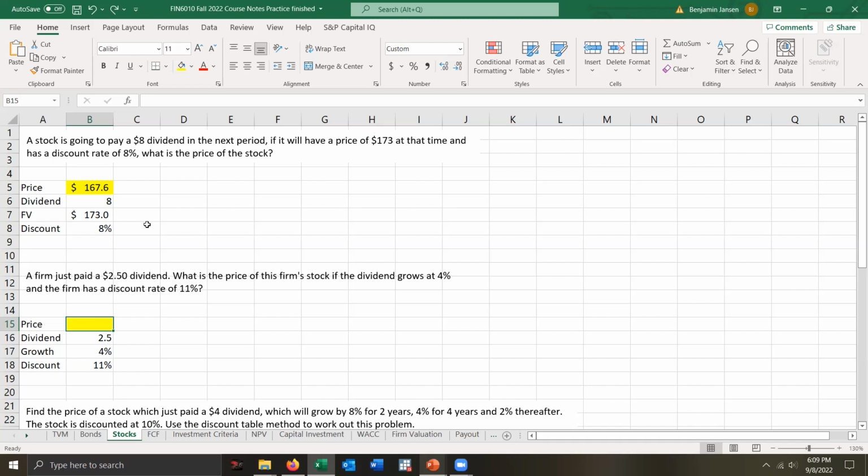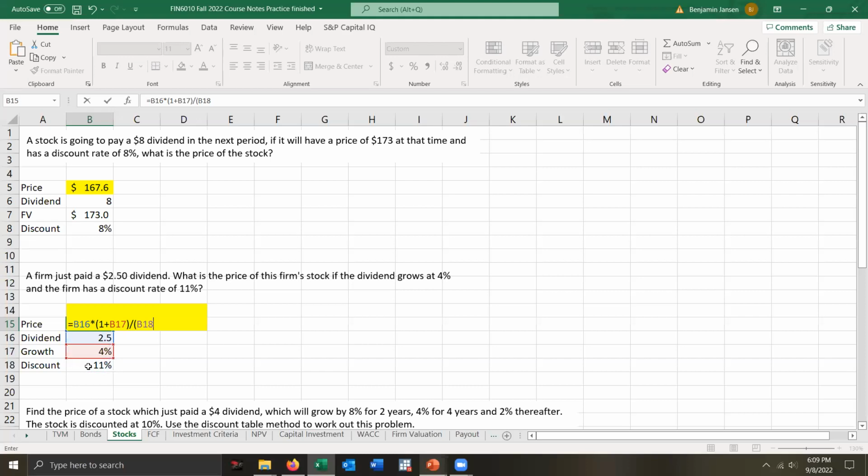Yeah, so that one should be the 250 times 1.04 over the discount rate minus the growth rate. Exactly. So we get that 1.04.